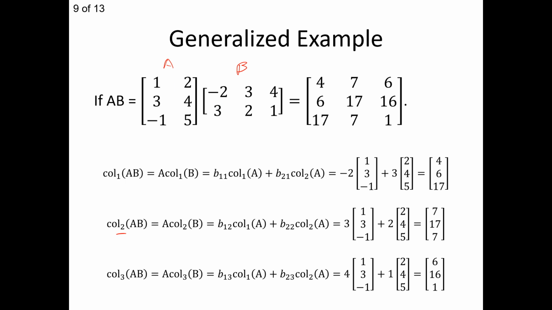So for column 2, I would then look at column 2 of B. And for column 2 of B, I steal out my first element, 3. That becomes a coefficient. And then again, I pair that with my first column of A. There's that 1, 3, -1. And I rinse and repeat that. I take my second element of B, which is 2, and I pair that with my second column, 2, 4, 5, and then I just multiply through. Okay, so 3 times 1 is 3, plus 2 times 2 is 4, so 3 plus 4 is 7. 3 times 3 is 9, plus 8, 17. Negative 3 plus 10 is 7. And there we have it, right?